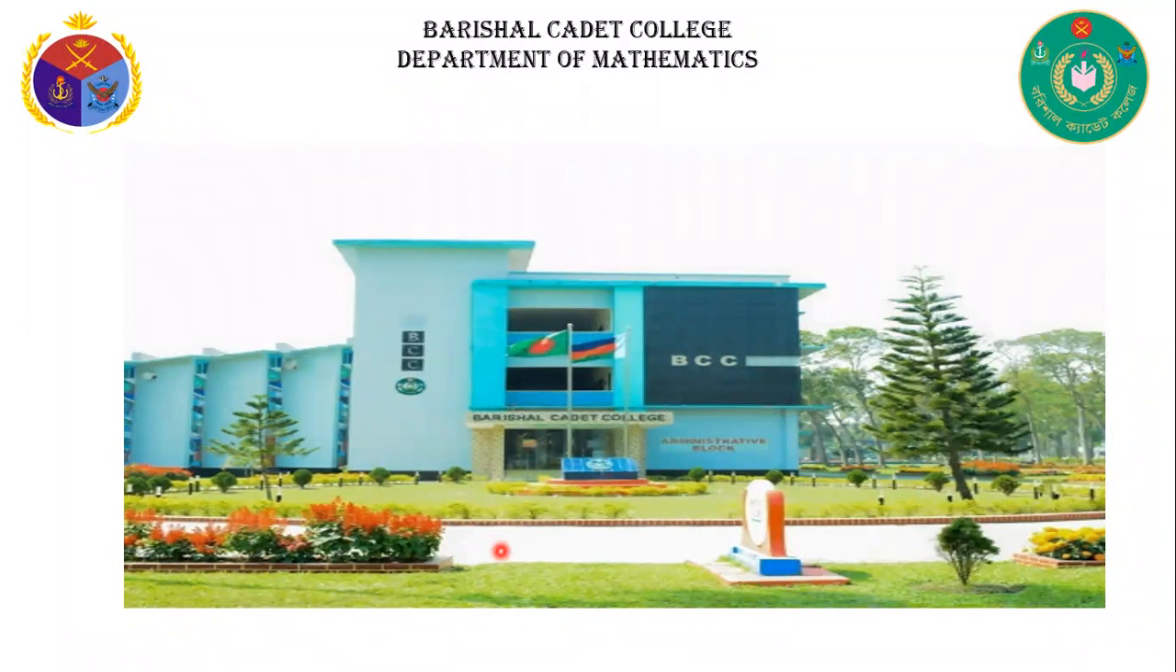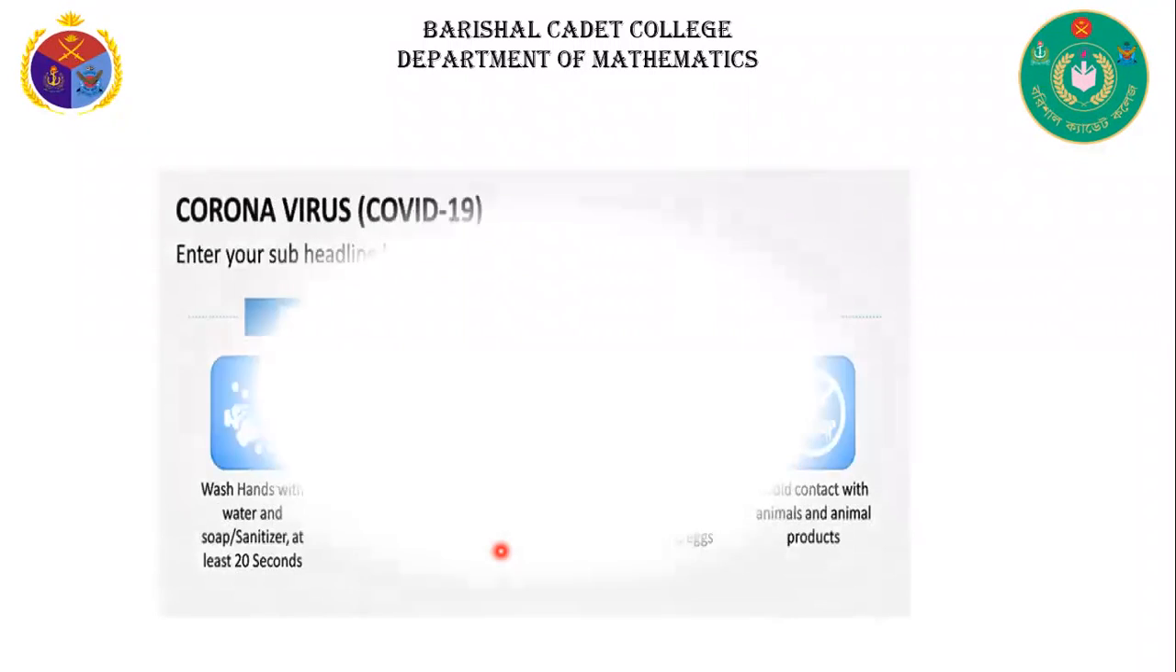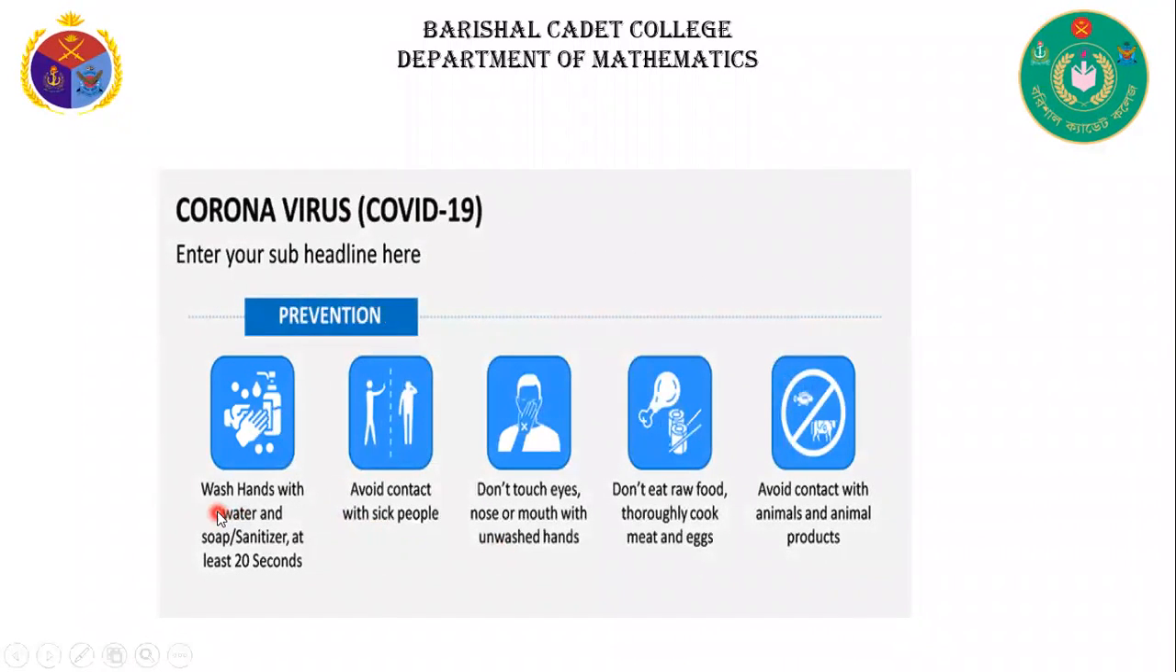Dear cadets, you have to follow the preventive tips for your safety. Firstly, wash hands with water and soap or sanitizer for at least 20 seconds. Avoid contact with sick people. Don't touch eyes, nose, or mouth with unwashed hands. Don't eat raw food, thoroughly cook meat and eggs. Avoid contact with animals and animal products.